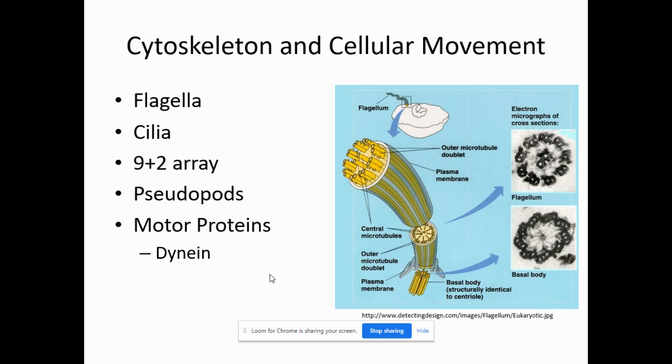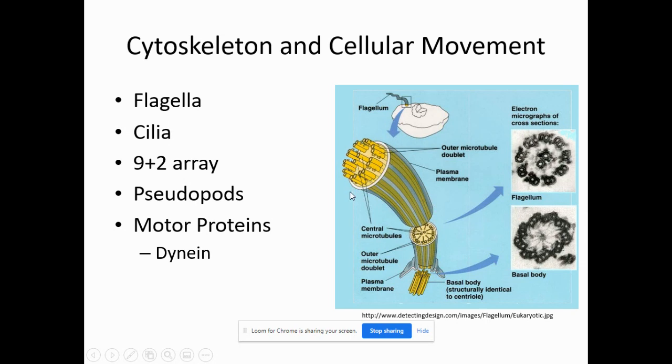Flagella is an extension of the cell. They're whip-like structures that help propel the cell. Then you have cilia, which can also function in cellular movement, but instead of having one or a handful of flagella, you'll have many more hair-like extensions. Cilia are more hair-like and can aid in movement of the cell and substances across the cellular surface. But both have an array of microtubules in what's called a 9+2 array.